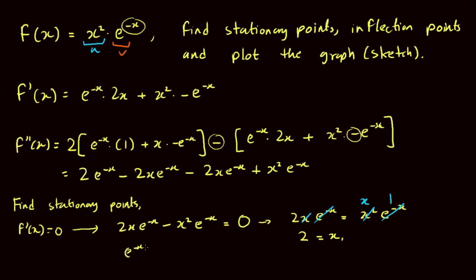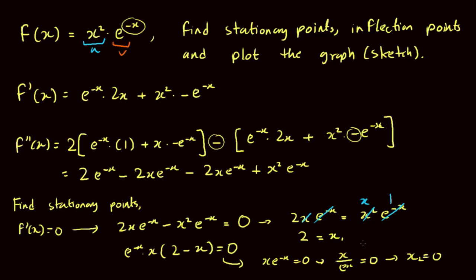We would have here e to the power of negative x, well, times x really, is just equal to 2 minus x equals 0. Okay? And then we can just get rid of it. We'll have here x e to the power of negative x equals 0, right? We would have x e to the power of x equals 0, and the only option for this to be true is if x is 0. Okay, so we actually have two answers. x is 0 and x is 2, stationary points really.